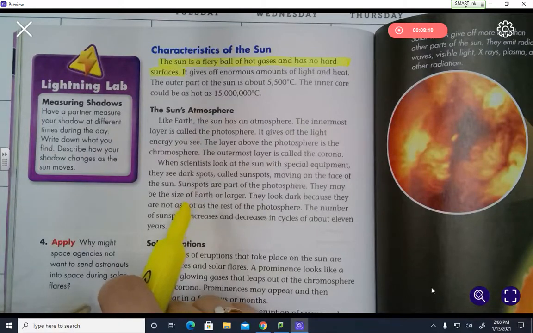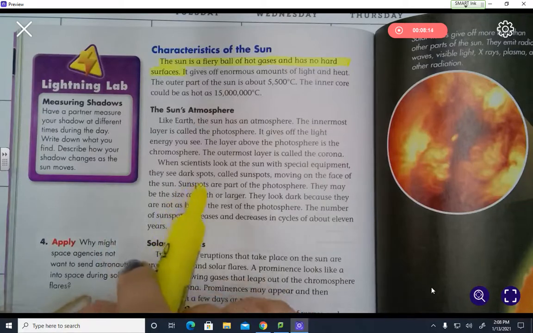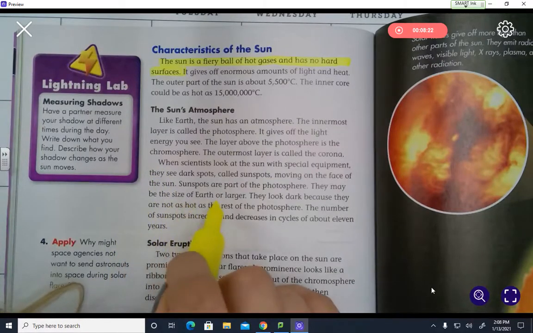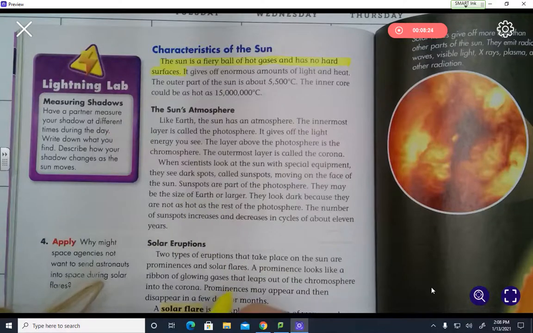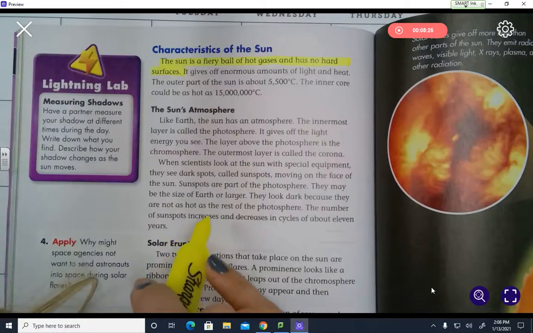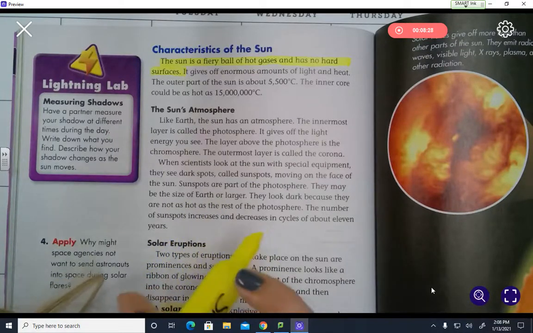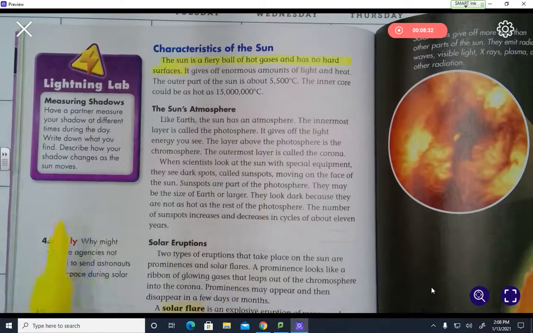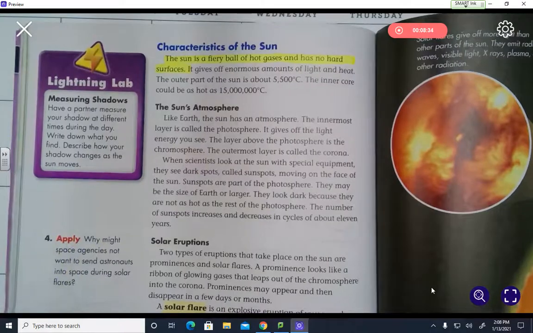When scientists look at the sun with special equipment, they see dark spots called sunspots moving on the face of the sun. Sunspots are part of the photosphere. They may be the size of Earth or larger. They look dark because they are not as hot as the rest of the photosphere. The number of sunspots increase and decrease in cycles of about 11 years.